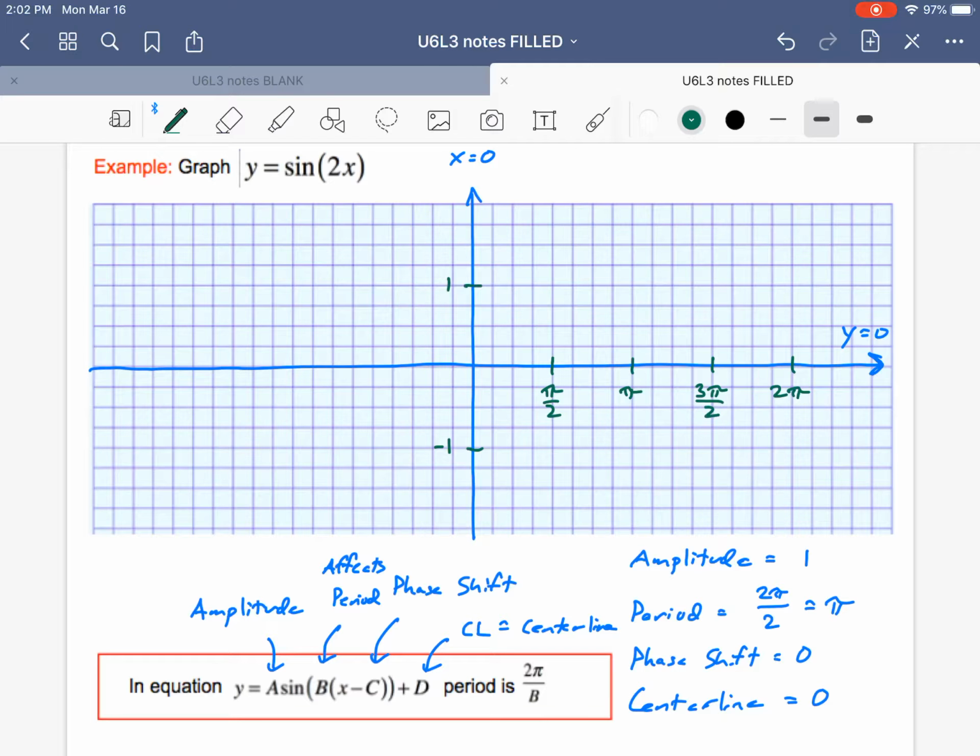So now I just need to count out these negative ones. 1, 2, 3, 4. Shouldn't be that hard to count, Jeff. 1, 2, 3, 4. All right, so it's negative 2 pi. This is negative 3 pi over 2. This is negative pi. And this is negative pi over 2.